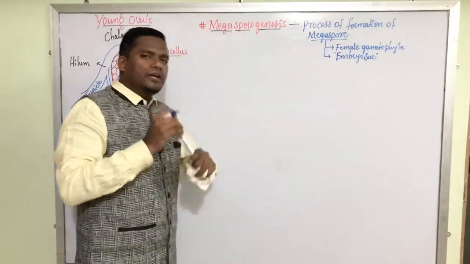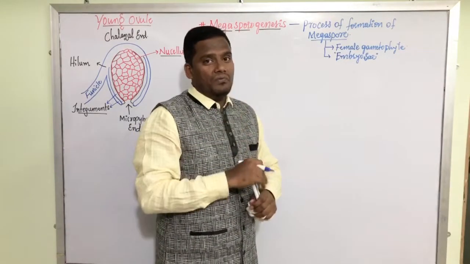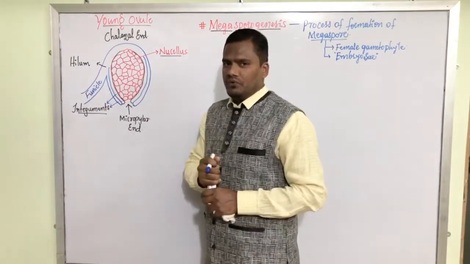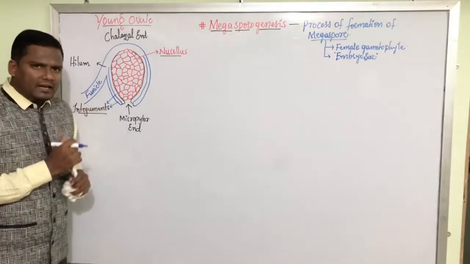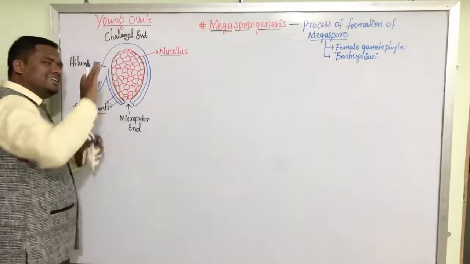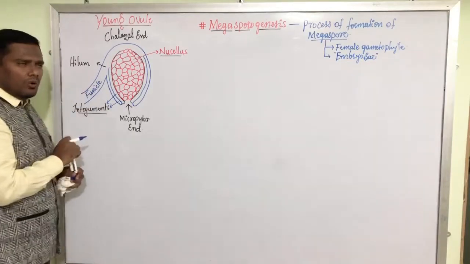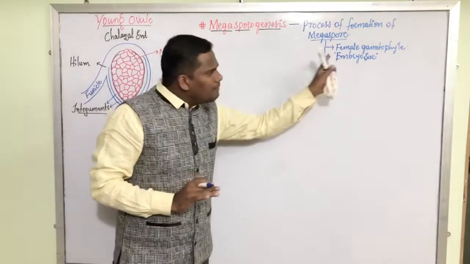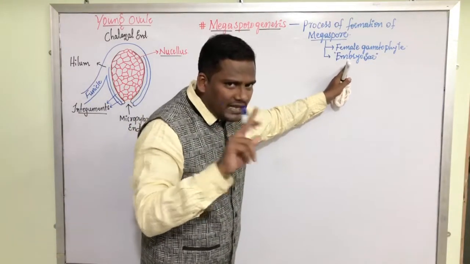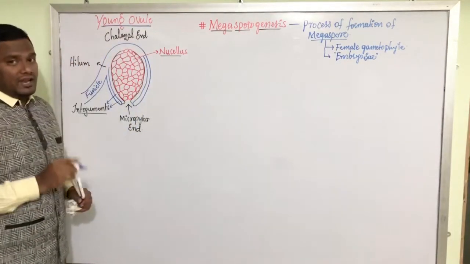In this entire process, we are going to understand how this embryo sac, this female gametophyte, is getting formed inside the ovule. To understand that, let us recall the structure we studied in the previous class, the anatropous ovule. Anatropous ovule is covered with two protective layers, called the outer integument and the inner integument. When the ovule is young, not yet matured, there is no development of the embryo sac. The embryo sac gets developed only when the ovule becomes mature.